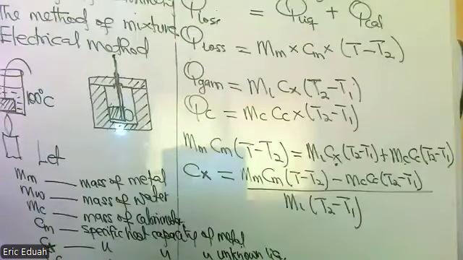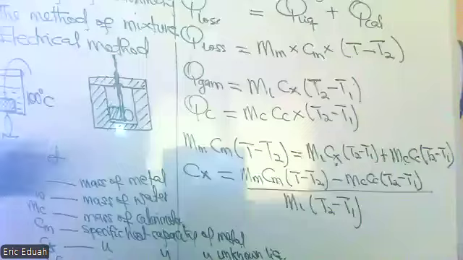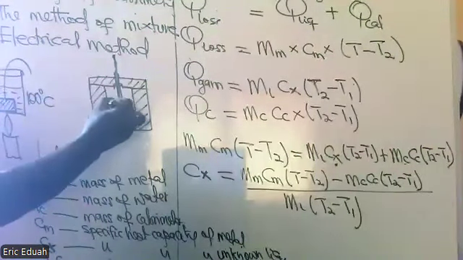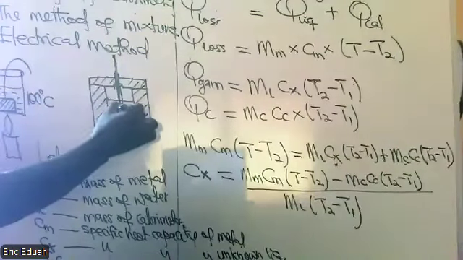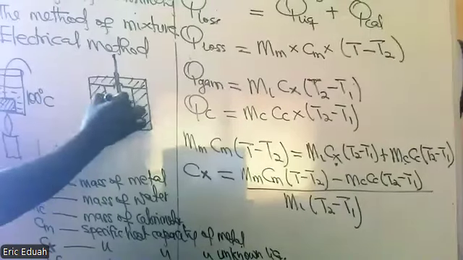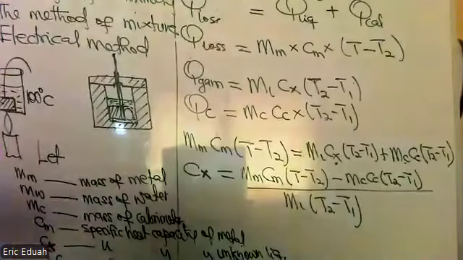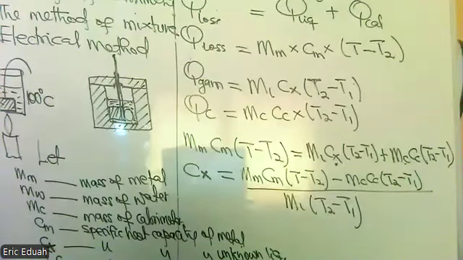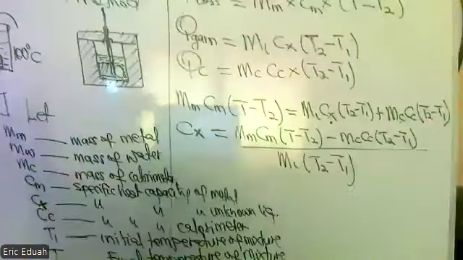Sir, when you say mixture, are you not saying the metal plus the liquid, or is it just the liquid? Exactly. Whatever is put within the calorimeter is the mixture. Okay. So, sir, the T1 is not only the liquid's temperature, but the metal's temperature as well. Is that what I said?